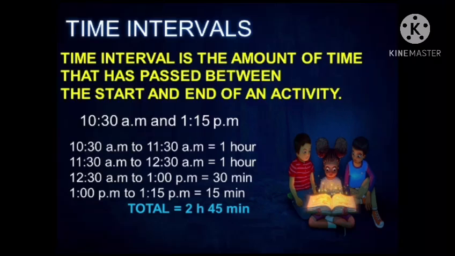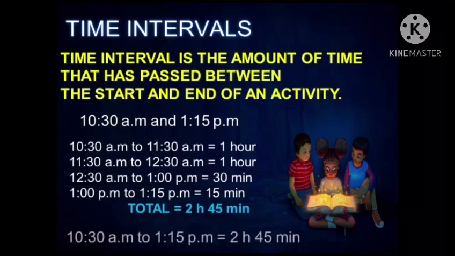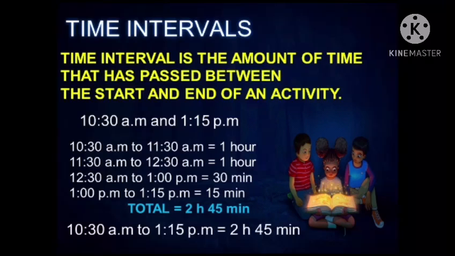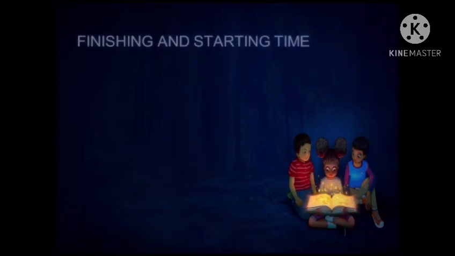So between 10:30 a.m. and 1:15 p.m. the time is 2 hours 45 minutes. For 1 hour, 1 hour like that you can easily calculate. This is how you have to calculate, that's why I have written and shown it, but it is not needed, you can just calculate using your mind also. So 10:30 a.m. to 1:15 p.m. is equal to 2 hours 45 minutes.